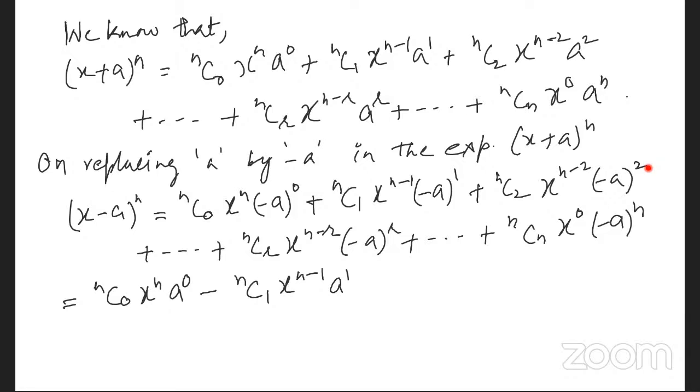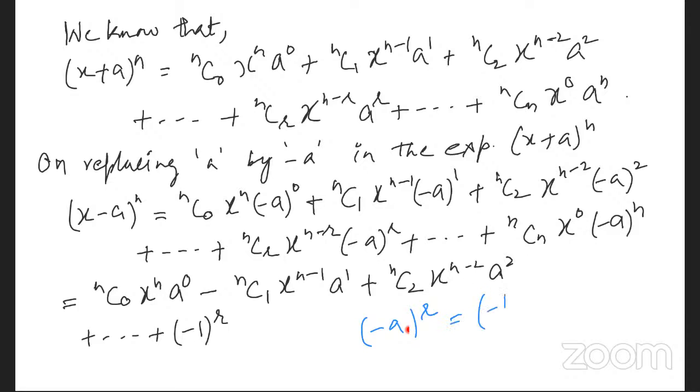So this can be written as plus nC2 x to the power of n minus 2 a square, plus so on plus, minus 1 whole to the power of r. Here, what do we have? Minus a whole to the power of r, isn't it? What can you write? This is nothing but minus 1 into a whole to the power of r, which is minus 1 whole to the power of r into a to the power of r. So I am writing minus 1 whole to the power of r at the start.